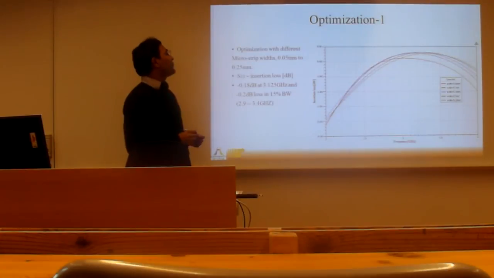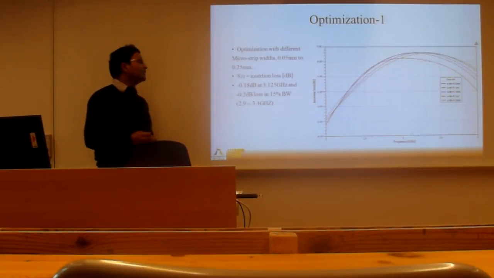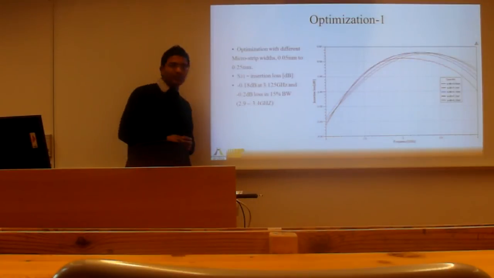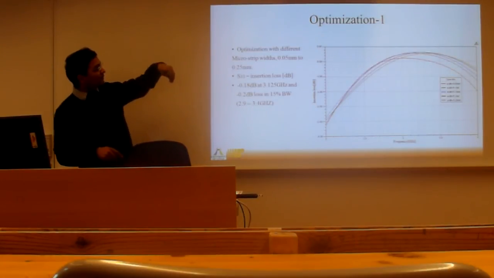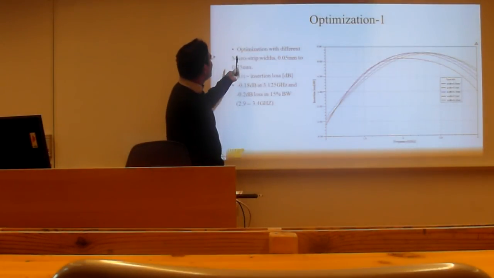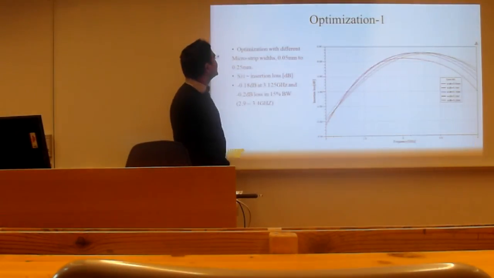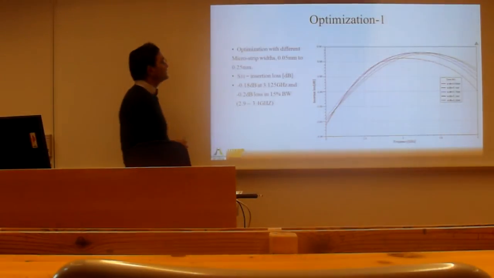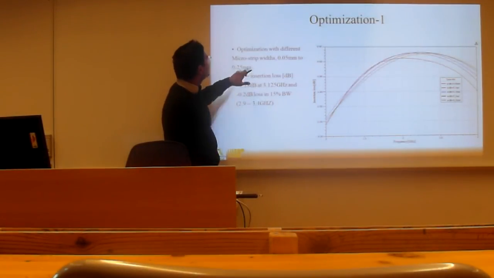So every design can be tuned or optimized using certain suitable parameters. In this design, I have chosen two parameters that are really suitable to optimize. One is the microstrip width, and the second is the externally applied magnetic field normal to the ferrite. The first step of optimization is with different microstrip widths from 0.05 millimeter to 0.25 millimeter, in total 5 steps between 0.05 and 0.25.